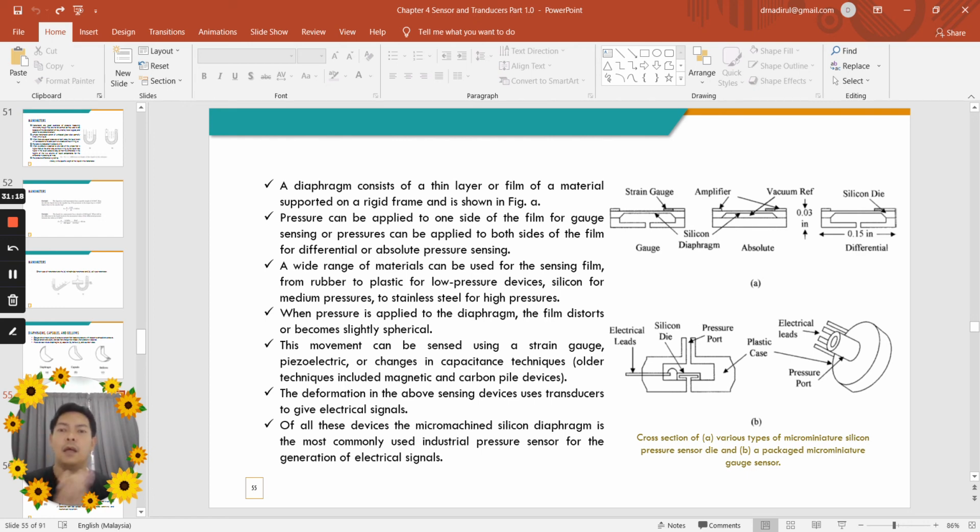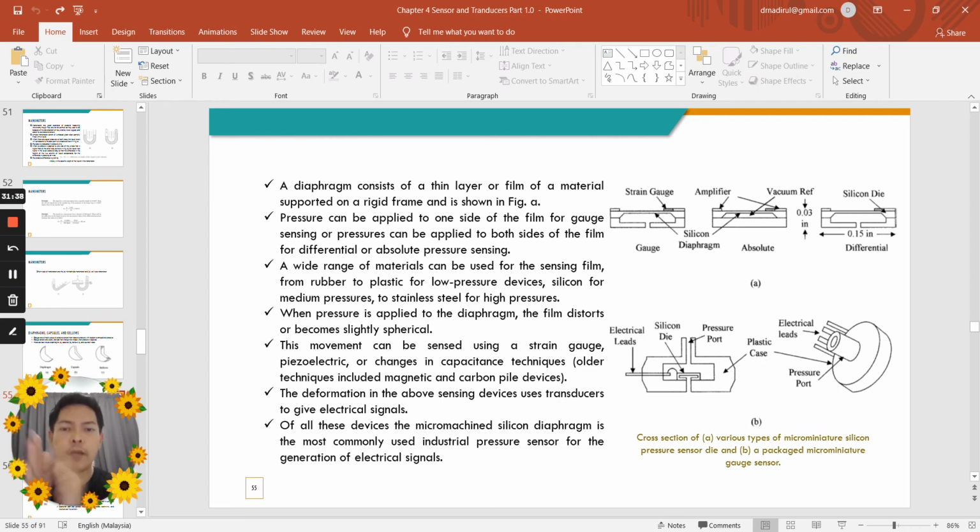A diaphragm consists of a thin layer of film of a material supported on a rigid frame, as shown in figure A in the previous slide. Pressure can be applied on one side of the film for gauge sensing, or pressure can be applied to both sides of the film for differential or absolute pressure sensing.